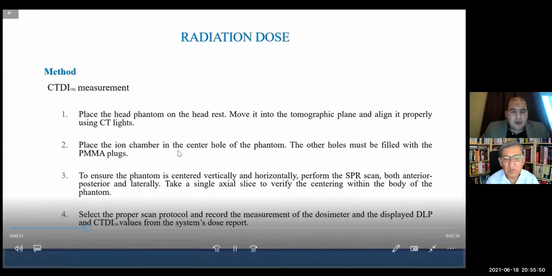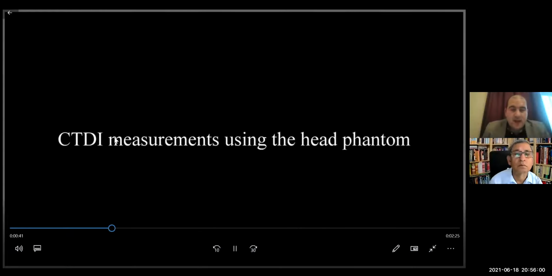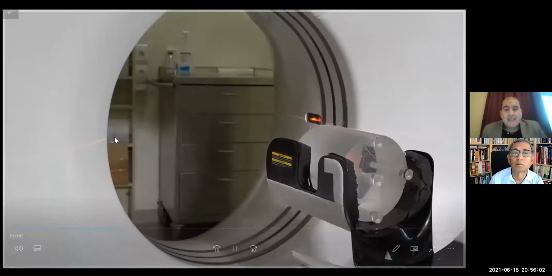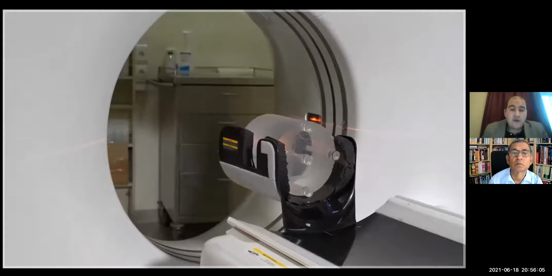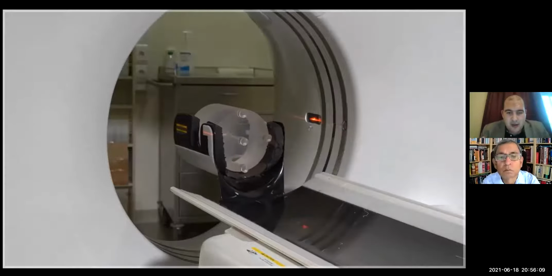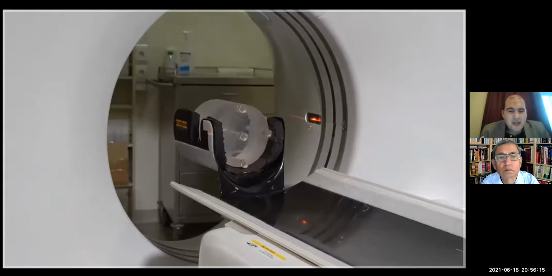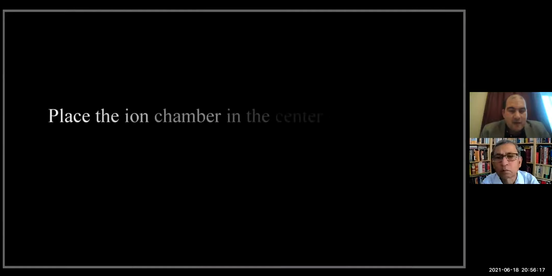The procedure, you can follow the procedure easily, to measure CTDI volume and to make verification between the measured CTDIvol and the displayed CTDIvol. You have to verify that your actual measurement has no big difference, not greater than 20% from the displayed CTDI volume.